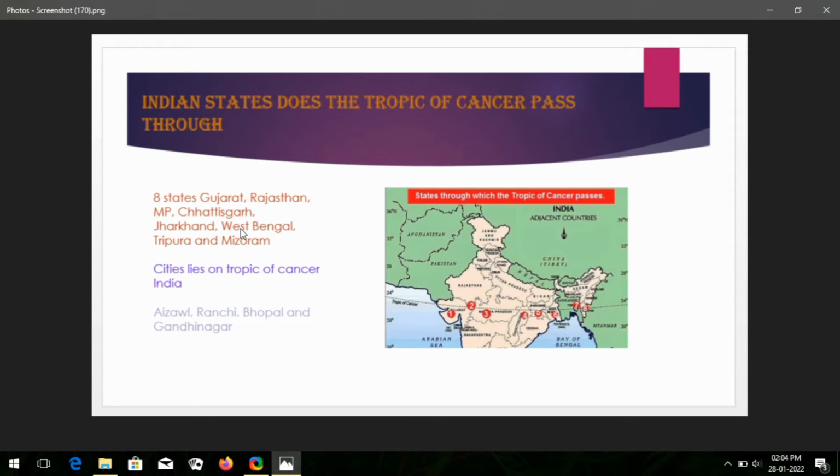And you might have observed in examinations that questions may be asked in the form of: how many Indian states does the Tropic of Cancer pass through? If you get this kind of question, you can simply answer that there are totally 8 states: Gujarat, Rajasthan, MP, Chhattisgarh, Jharkhand, West Bengal, Tripura and Mizoram. And if you talk about the cities, the main cities are Aizawl, Ranchi, Bhopal and Gandhinagar.